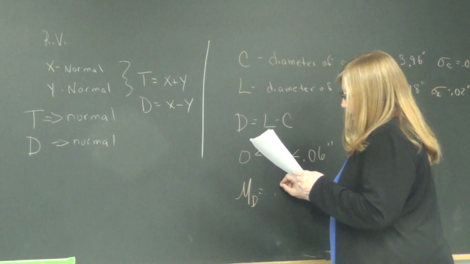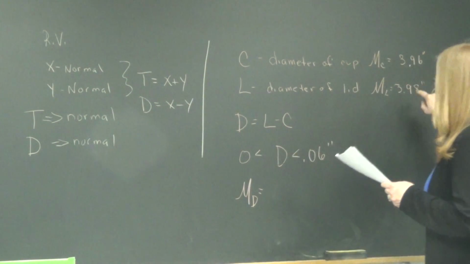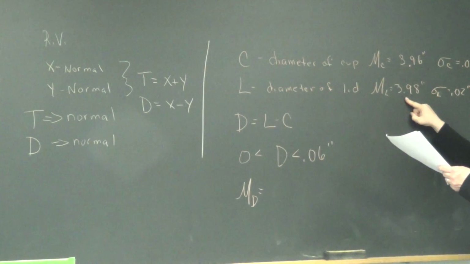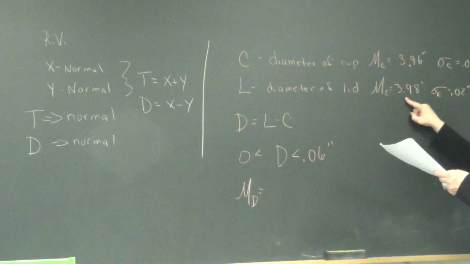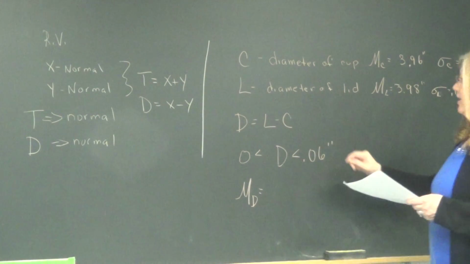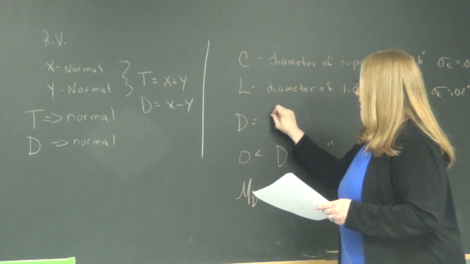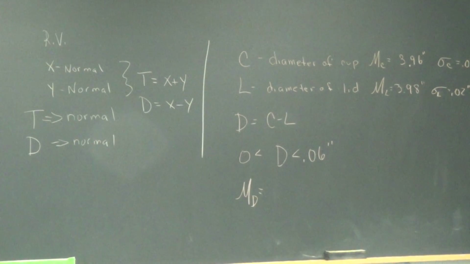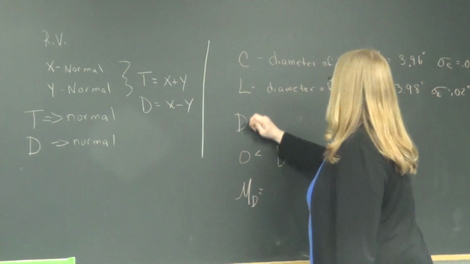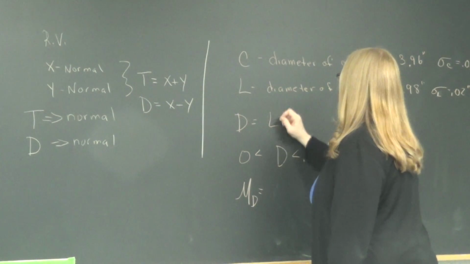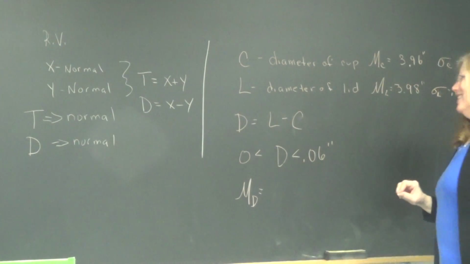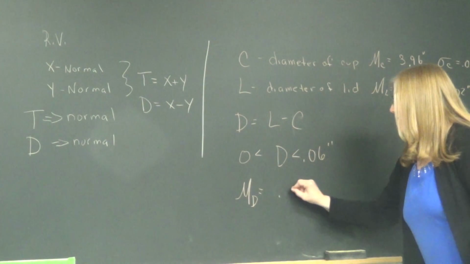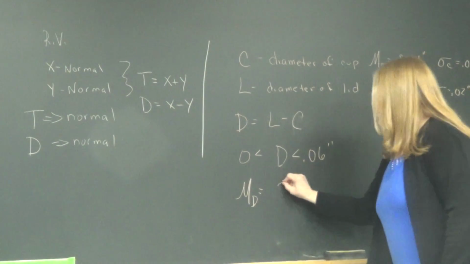We want lid minus cup. It could be positive or negative, it wouldn't matter. Wouldn't it be cup minus lid? Then it would be negative, because we want the cup to be a little bit wider than the lid. No, we want lid minus cup. It was right, and then it's positive 0.02. Lid minus cup. You got me all mixed up. 0.02, which is the 3.98 minus the 3.96.